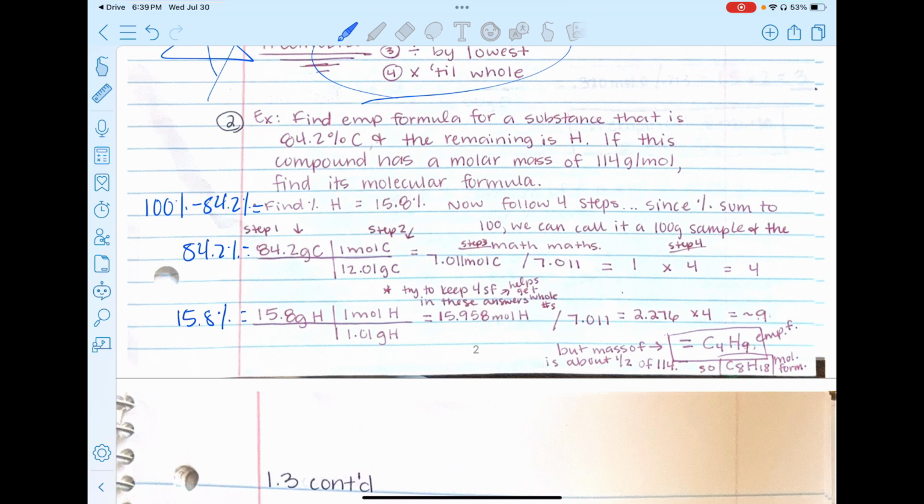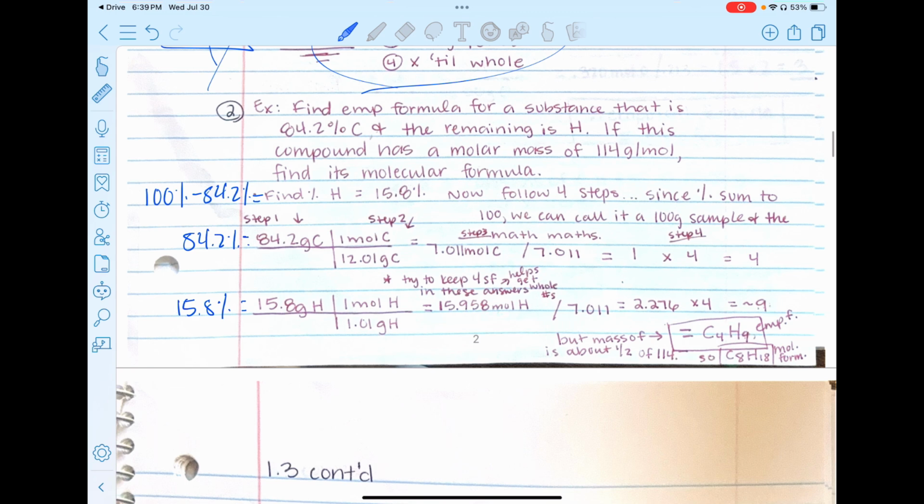Now, step 2 on both of these problems, I want to change mass to moles. So starting with carbon, how do I change grams to moles? Well, that conversion comes from our periodic table. So remember, our molar mass is how many grams are in 1 mole of that substance. So we're going to take our 84.2 and we're going to multiply by our ratio of 1 mole of carbon is to 12.01 grams of carbon. So 84.2 divided by 12.01 gives us 7.011 moles of carbon. See that here. Okay, let's do the same for hydrogen. We got 15.8. We're going to divide that by 1.01 grams from the periodic table. We end up with 15.958 moles of hydrogen.